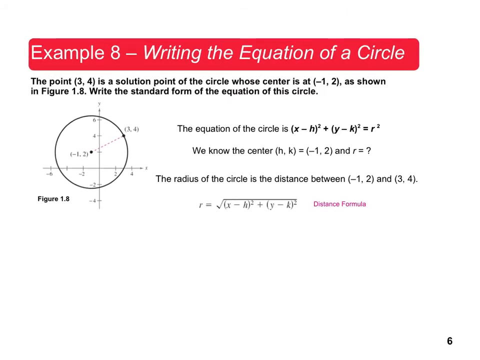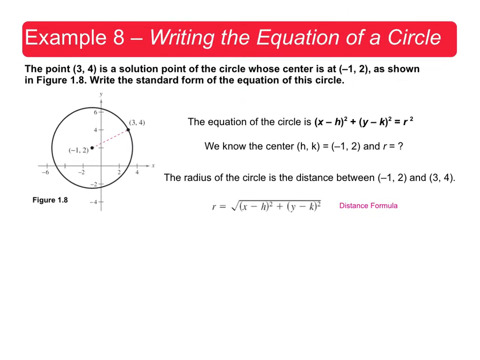So here's an example of writing an equation of a circle. We're given the point (3, 4) is a solution point of the circle, which means it's on the circle, and its center is (negative 1, 2). And then here's a picture of it. Write the standard form of the equation of the circle. So we have the center, (negative 1, 2). We have the point (3, 4) on the circle. We have the picture of the circle. We need to write the equation.